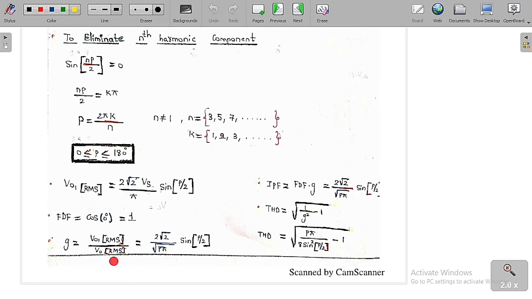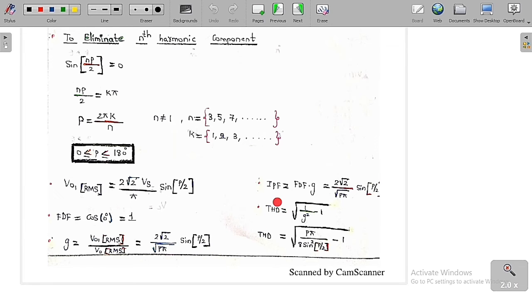So if you want to find the distortion factor, which is equal to the ratio of the RMS value of the fundamental component of the output voltage by the overall RMS value. You know the RMS value of the fundamental component voltage, which we have just figured out, and the RMS value of the overall output voltage is simply Vs into under root of 2p by 2 pi. If you substitute here, finally you are going to get this expression, which is 2 into root 2 by under root of p pi into sine of p by 2. So this is called the distortion factor.